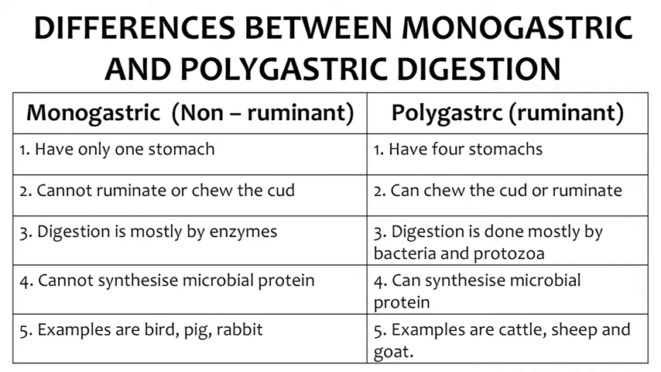Three, digestion is mostly by enzymes with monogastric or non-ruminant animals, while digestion is done mostly by bacteria and protozoa in polygastric ruminants. Four, monogastric animals cannot synthesize microbial protein, while polygastric or ruminants can synthesize microbial protein. And lastly, examples of monogastric animals are bird, pig, and rabbit, while examples of polygastric animals are cattle, sheep, and goat.